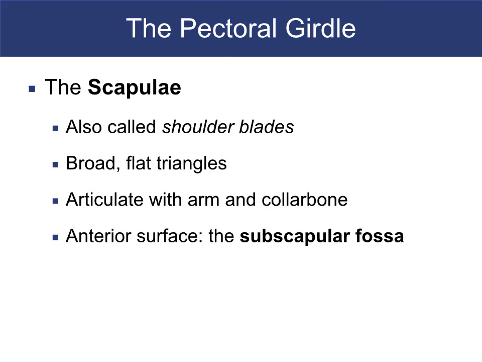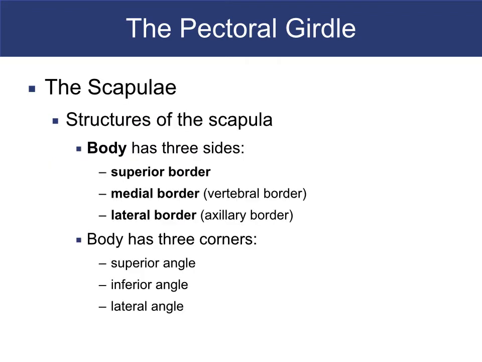Okay, let's talk about the scapula itself for a minute. It's a big triangle. I think you can see that. It articulates with both the arm and the collarbone. The anterior surface is called the subscapular fossa. So this is the subscapular fossa. If you think about this laying on your back, it's below, coming from the back side. It's really the anterior surface, but it's called the subscapular fossa, below the scapula.